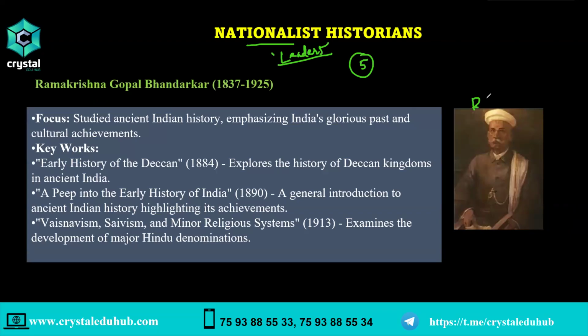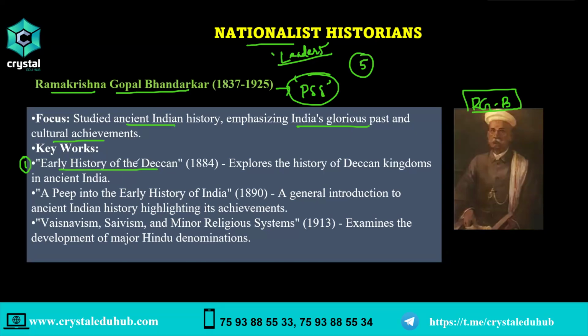One such is R.G. Bhandarkar from Pune, Ramakrishna Gopal Bhandarkar. He was one of the very important personalities of the Pune Sarvajanik Sabha. You know that. He studied ancient Indian history and emphasized India's glorious past and certain cultural achievements as well. Definitely nationalist, so they will have this approach. Some of his works are Early History of the Deccan. He gives more importance to Deccani history, different Deccani kingdoms and their historical developments.